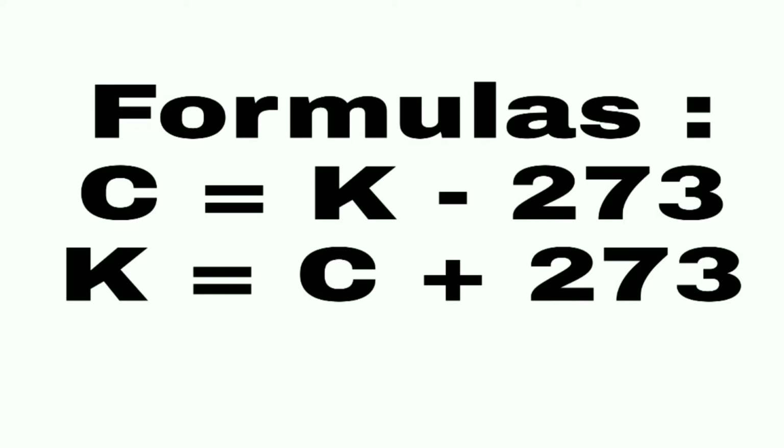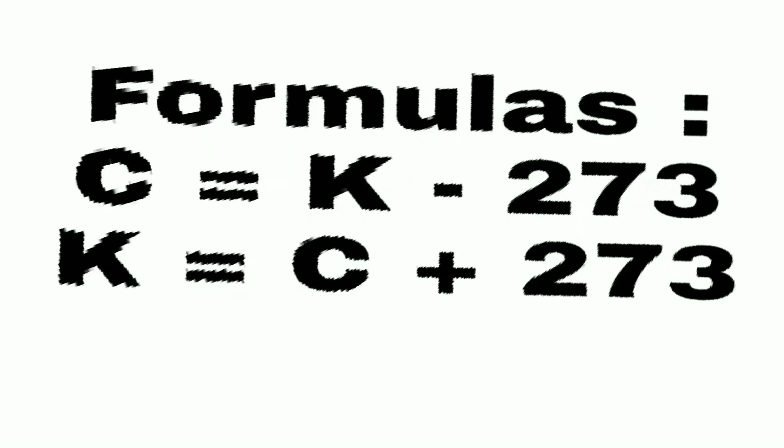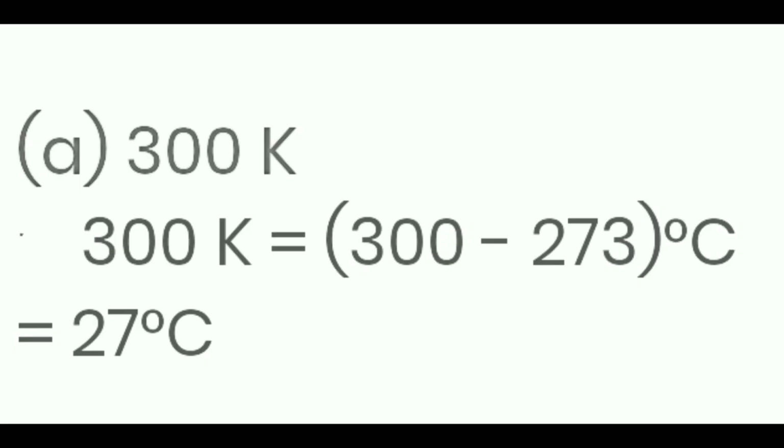If these formulas are with us, we can calculate any temperature. First part: we have to convert 300 Kelvin into Celsius. As I have shown above, we have to convert Kelvin into Celsius, so it will be Kelvin minus 273 degrees. So 300 minus 273, it will be 27 degrees Celsius.